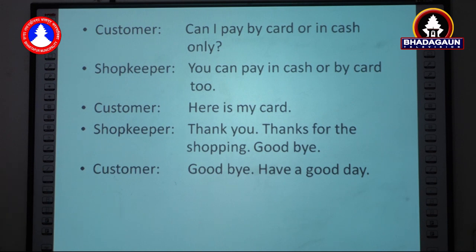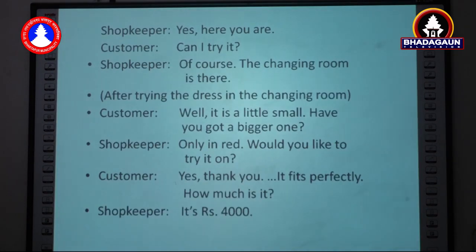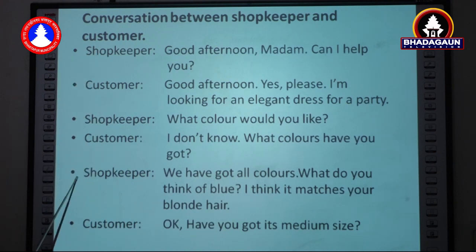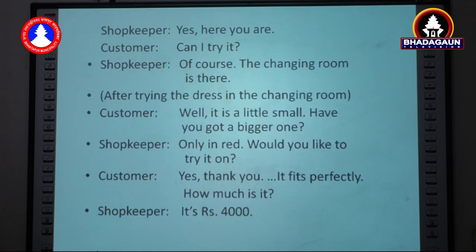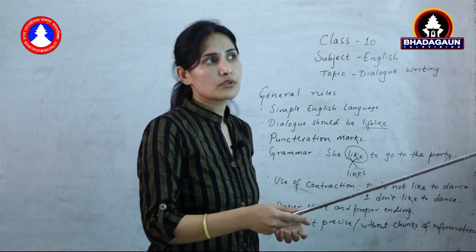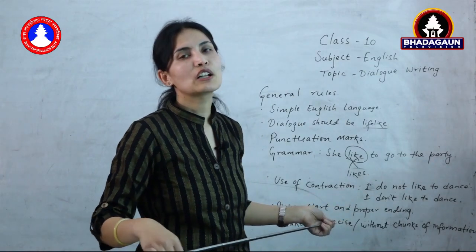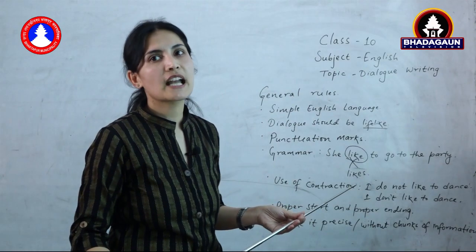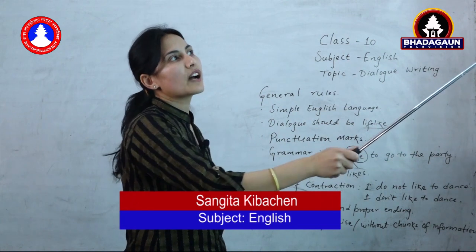So let's count the exchanges here. 1 exchange, 2 exchanges, 3 exchanges, 4 exchanges, 5, 6, 7, 8 and 9. Here we have 9 exchanges. It's up to you whether you want to make it more than 6, but don't make it so long that we get lost in the dialogue, and sometimes we may feel like whether it's a drama script or dialogue. So simply we are to write the dialogue. We are not creating any drama script.